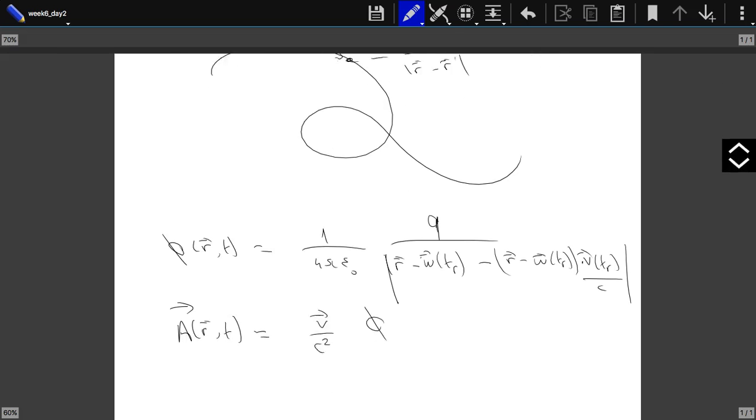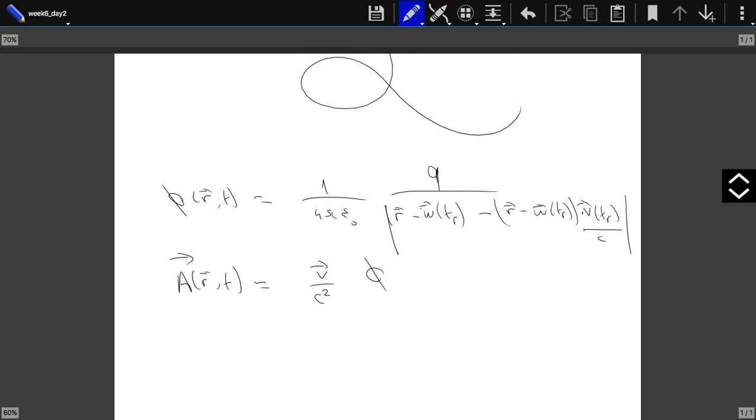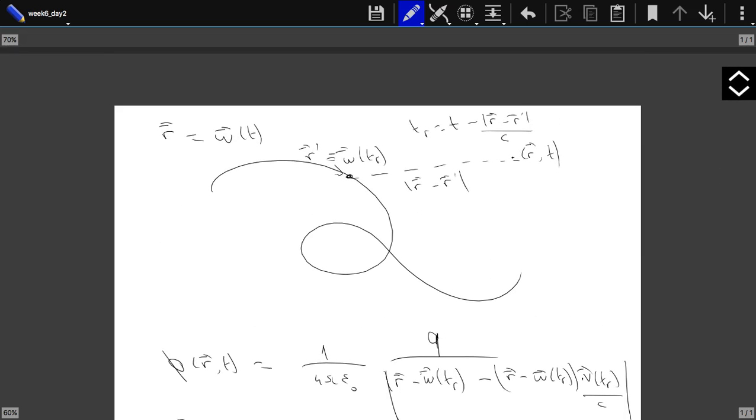Now, do we have any questions up to here? This is what we had done on Monday. Omega is the position. It is the function that describes the trajectory of my charged object.